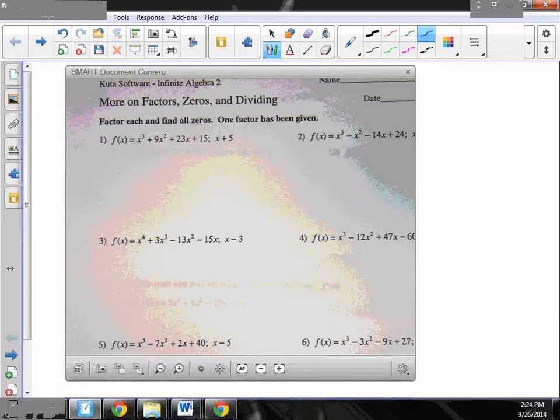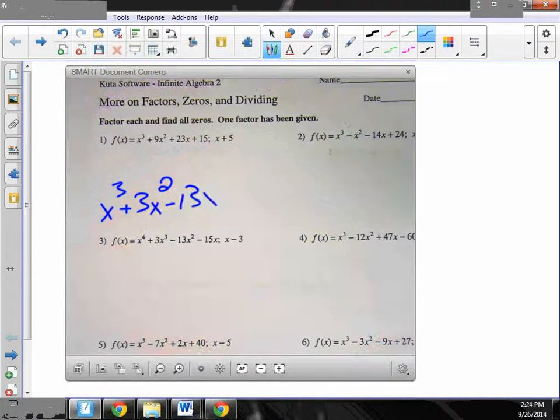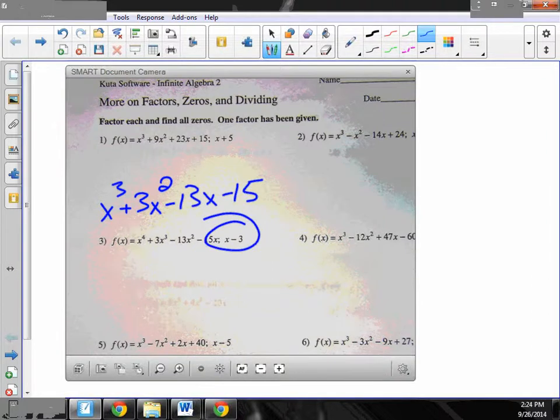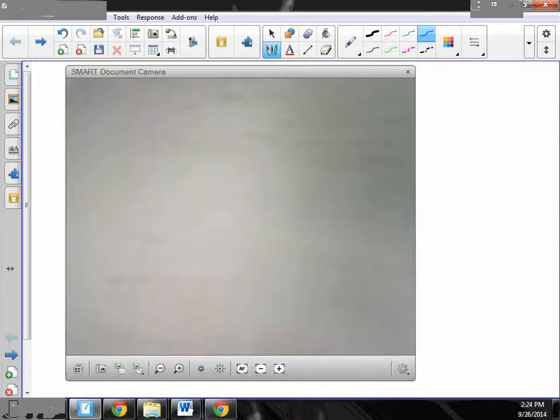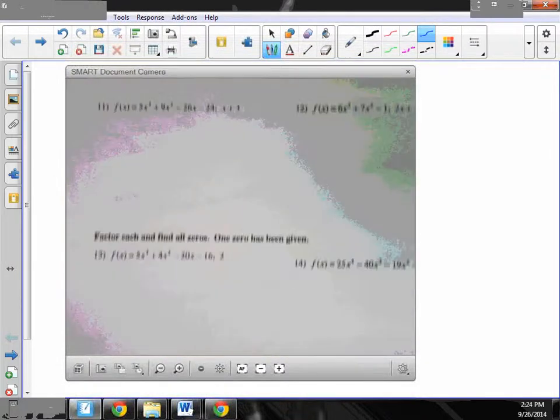So if it doesn't have a constant, then the y-intercept is 0. But if the y-intercept is 0, then one of the x-intercepts is also 0. So really all you're doing is x to the third plus 3x squared minus 13x minus 15 divided by x minus 3. Or, if you're really brave, you could have done the original and divided it by x squared minus 3x, and you would get the same thing. Okay? So that takes us all the way through the first page. Look at the second page in this last part.